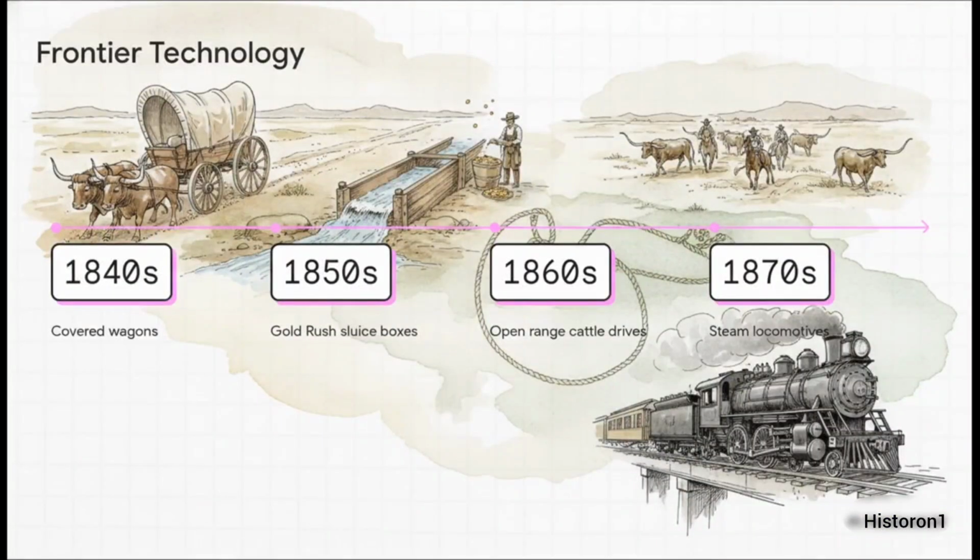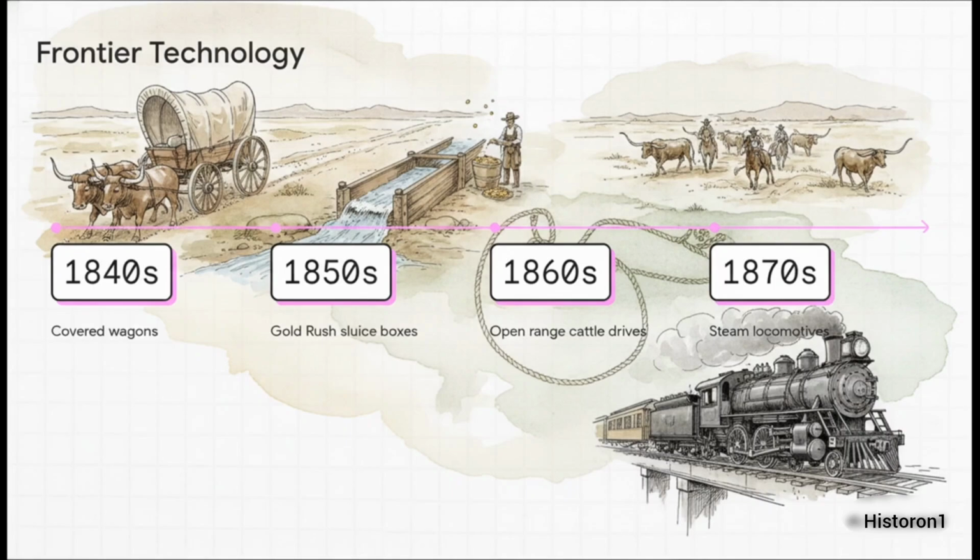Now, to really grasp how insanely fast things changed on the frontier, let's walk through this timeline. It acts as a perfect chronological bridge. In the 1840s, we start with the slow, grueling pace of covered wagons. Then, bam! By the 1850s, the gold rush introduces sluice boxes and intensive mining equipment.